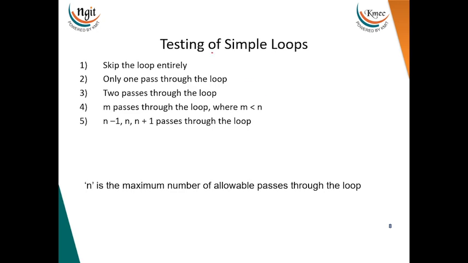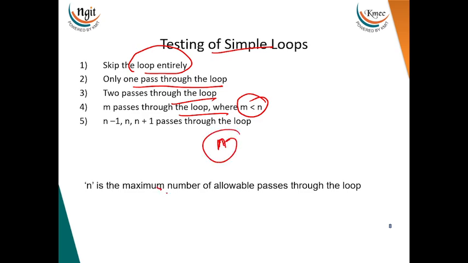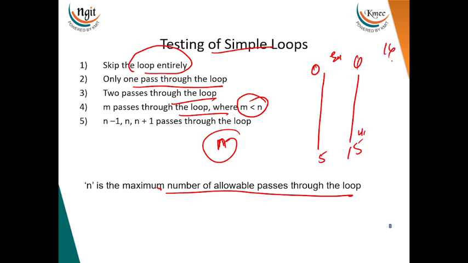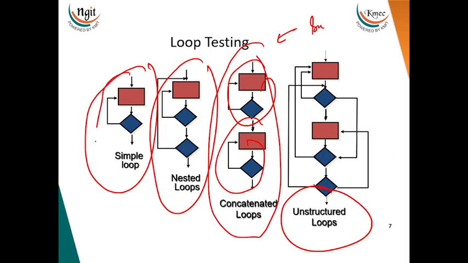The first one is simple loop testing. Skip the loop entirely, only one pass, two passes, m passes where m is less than n. So we'll go till n minus 1 or till n, where n is the maximum number of allowed passes. So I start with 0 or empty. If I have 15, I'll start with 0 and go to 14. If I have 16, I'll go on so. So this is simple loop testing, one after the other. If you see here, the same example goes up, the same path of it.